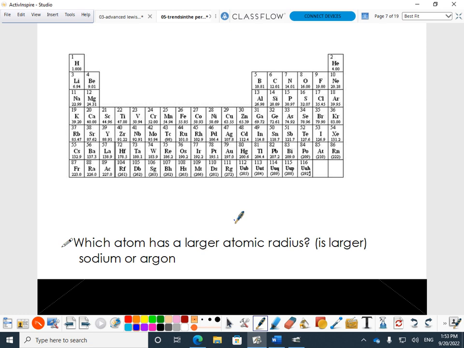Sodium or argon? Yes, good. Now, when it gets trickier, try to fight your instincts and don't say it out loud. Just show me your little symbol, but that's okay.